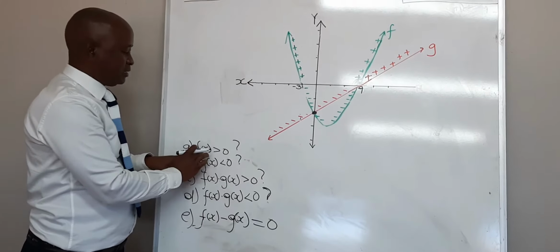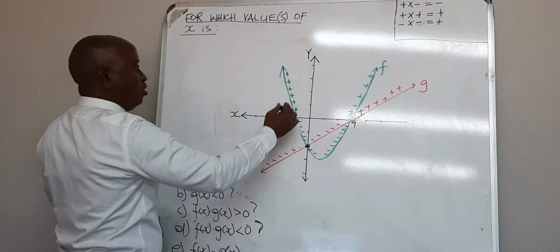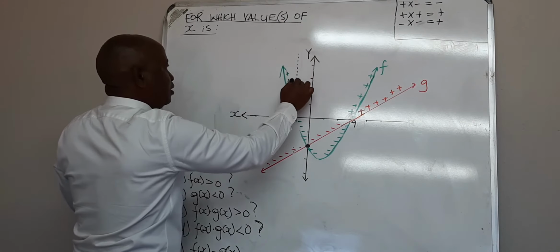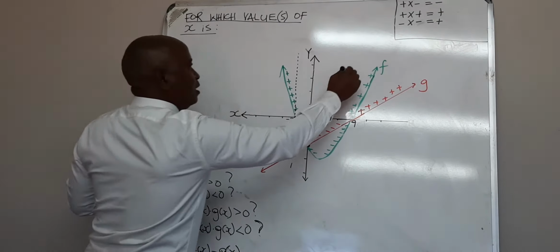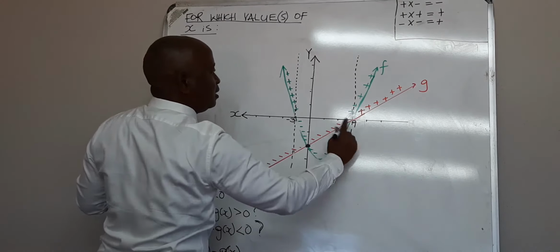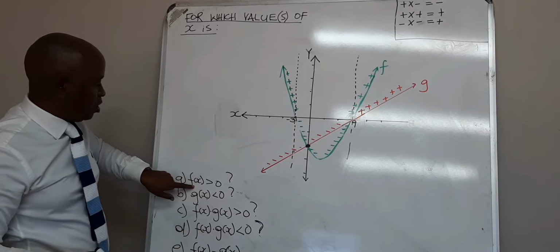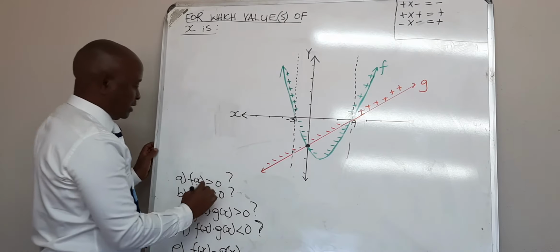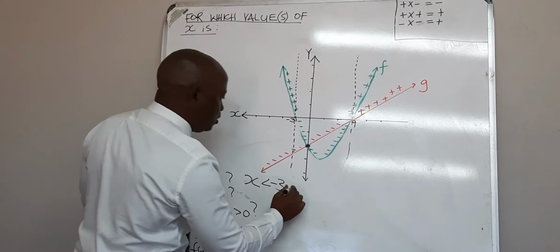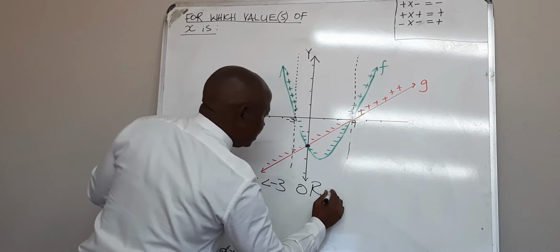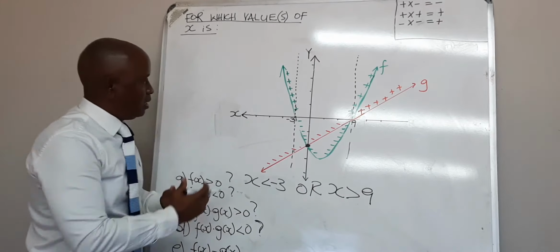For which value or values of x is the graph f at x positive? We focus on the green one. If you make a dotted line here at the x-intercept, this part here is positive, and also again here, the right-hand side is positive. It is above the x-axis. So we are looking at the position of the graph where it is above. So x is less than -3, meaning this part on the left, or this other part on the right, x greater than 9.